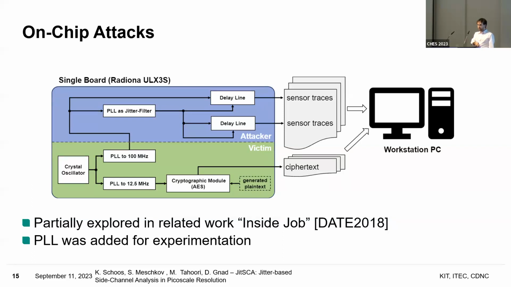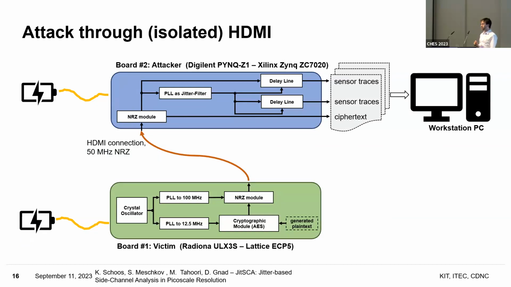On the bottom side, we have our victim, and the victim internally has an AES module that's getting a plaintext and encrypting this plaintext and also sending it to the PC so we can later run CPA. On the other hand, it also has this PLL that will export more or less the clock to the other half of the chip.